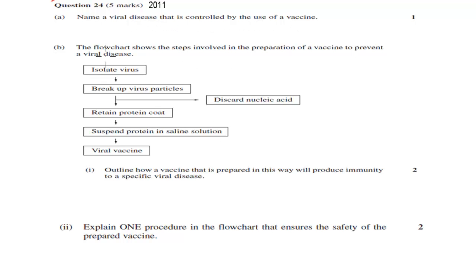The second part is, the flow chart shows the steps involved in the preparation of a vaccine to prevent a viral disease. Isolate virus, break up virus particles, retain protein code, discard nucleic acid, suspend protein in saline solution, viral vaccine. Outline how a vaccine that is prepared in this way will produce immunity to a specific viral disease, worth 2 marks, and explain one procedure in the flowchart that ensures the safety of the prepared vaccine, also worth 2 marks.